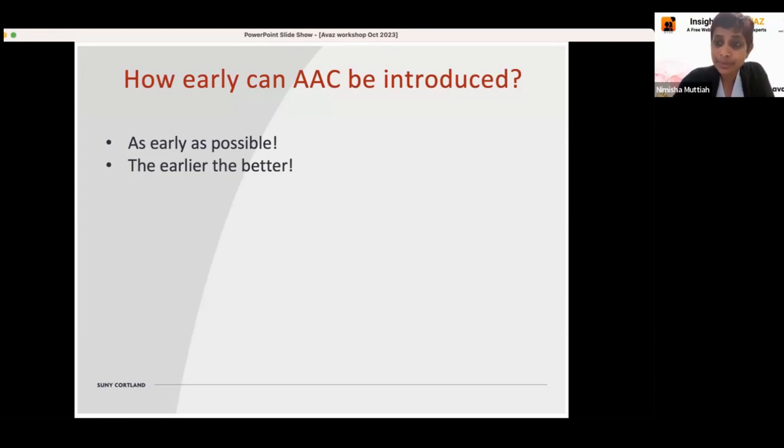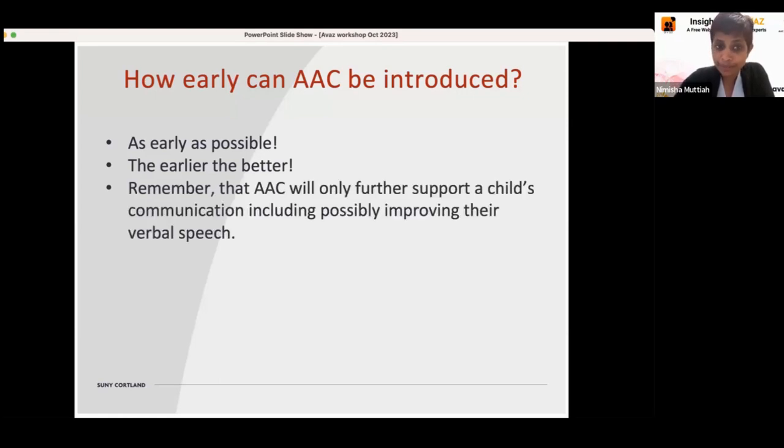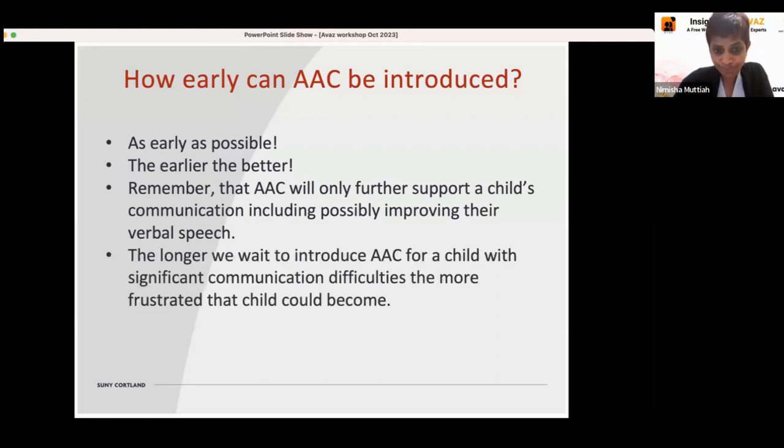And really the earlier we introduce AAC, the better. Because one thing is that AAC will support a child's communication, including the possibility of improving their verbal speech, right? So we know that AAC is a visual system. And so it maximizes on, for example, children with autism who are mostly visual learners. And so it might encourage them to actually produce more verbal speech.